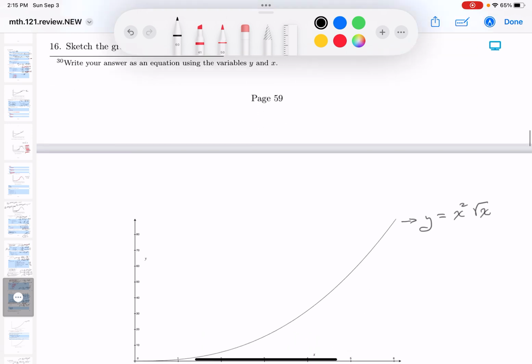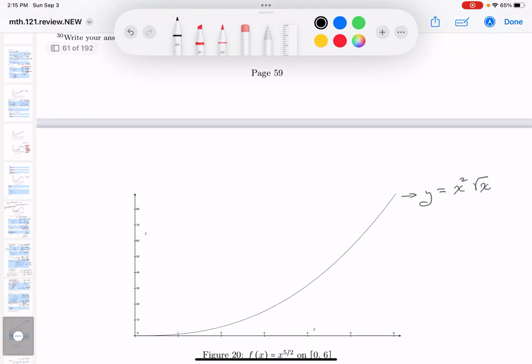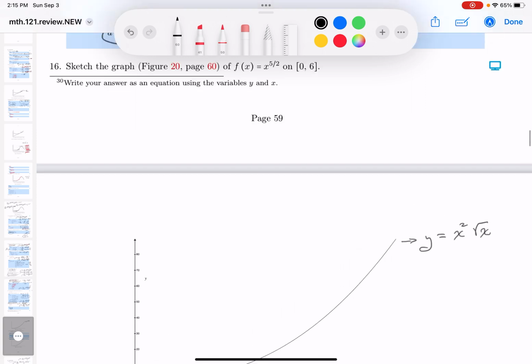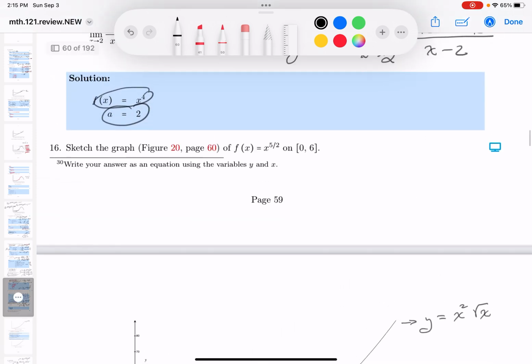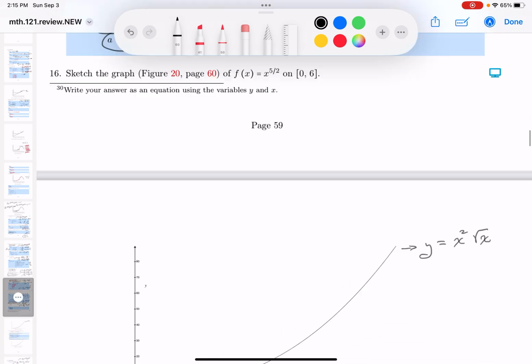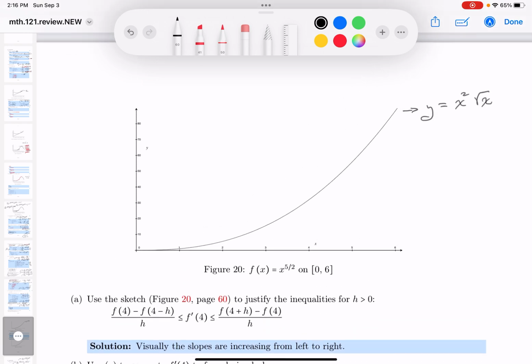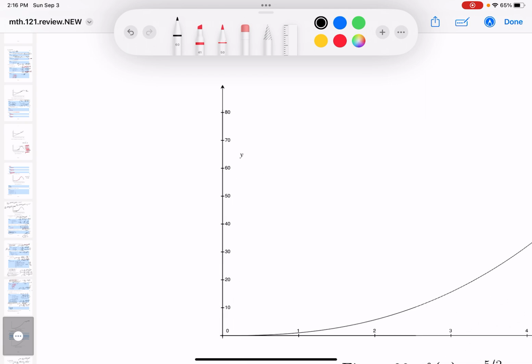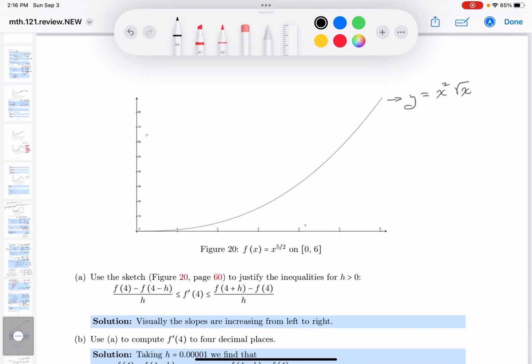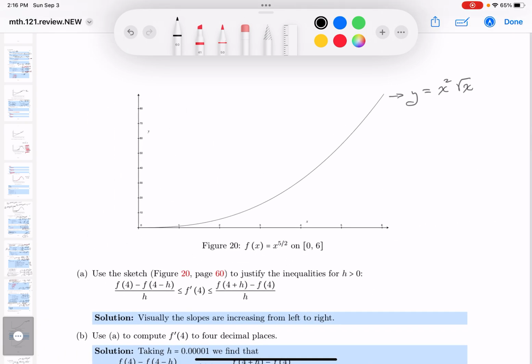All right? So I'm seeing the picture of it. The picture is what they're given over here. What they go on to say is on the interval between 0 and 6. And I do see that, and it's graphed out. I'm not going to put the numbers down for you. You can see those. You can blow this thing up if you like to get a better idea. Then it says use the sketch to justify the inequality for h being a positive number.